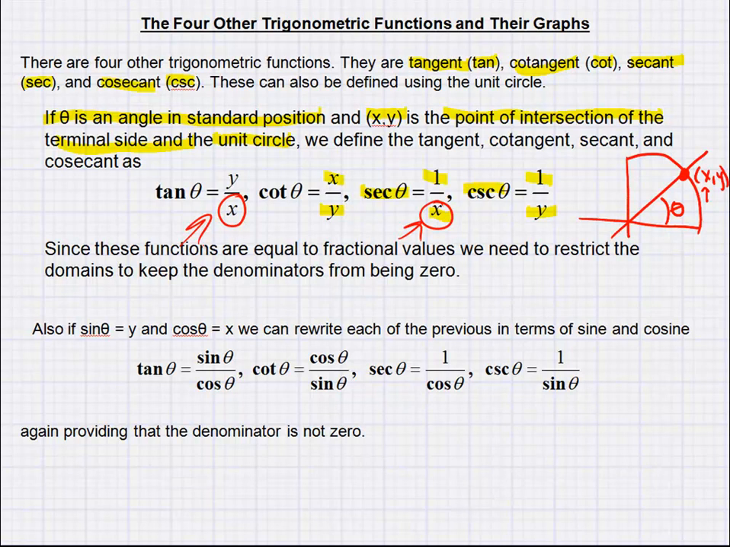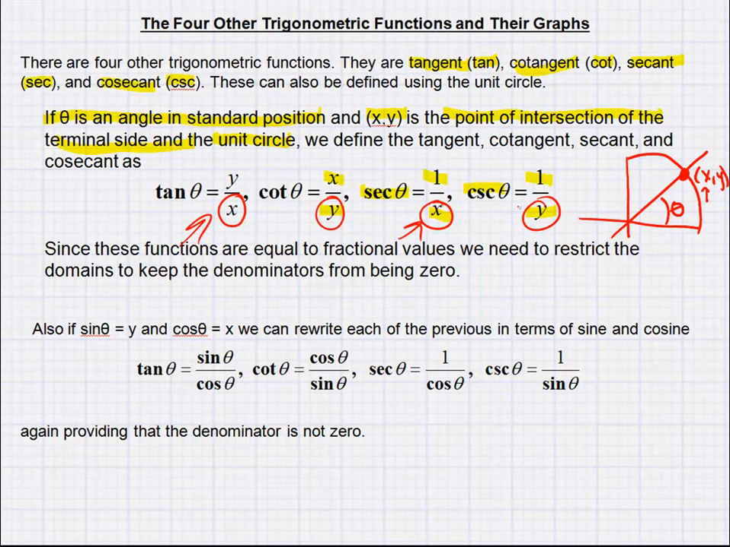It didn't happen with sine and cosine. Sine and cosine are never undefined because they're not defined by fractions. They're defined solely by the x or the y. But now these are y over x, 1 over x. If x is 0, tangent and secant are undefined. Same thing goes with y being 0. If y is 0, cotangent and cosecant are undefined. And that's something we're going to talk about in a little bit more detail in a couple seconds.